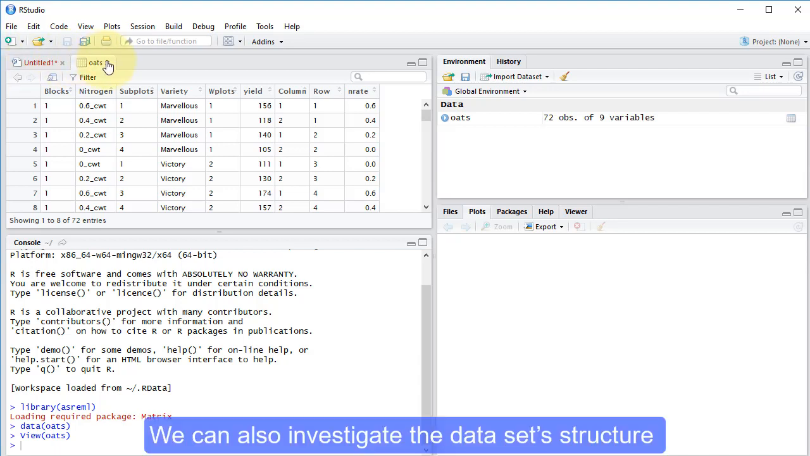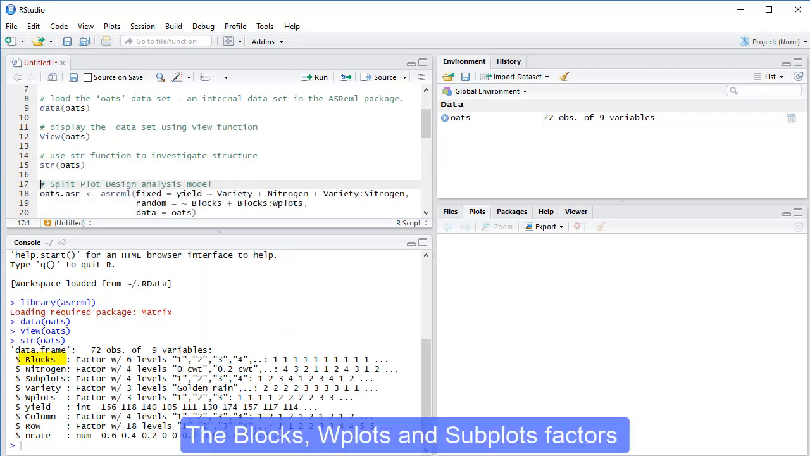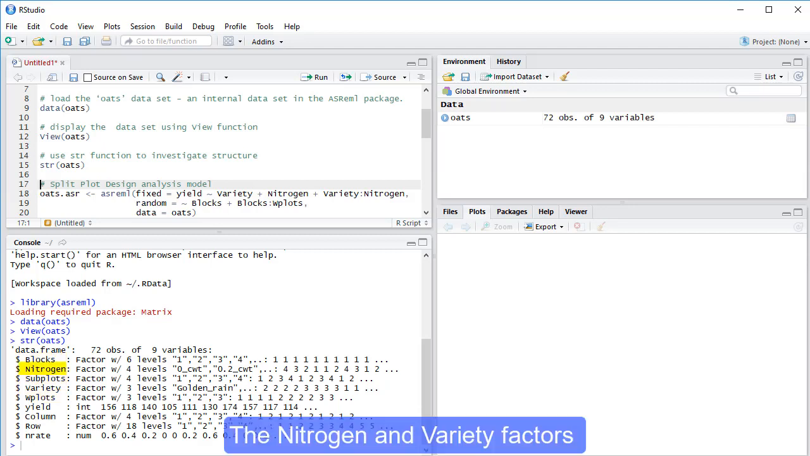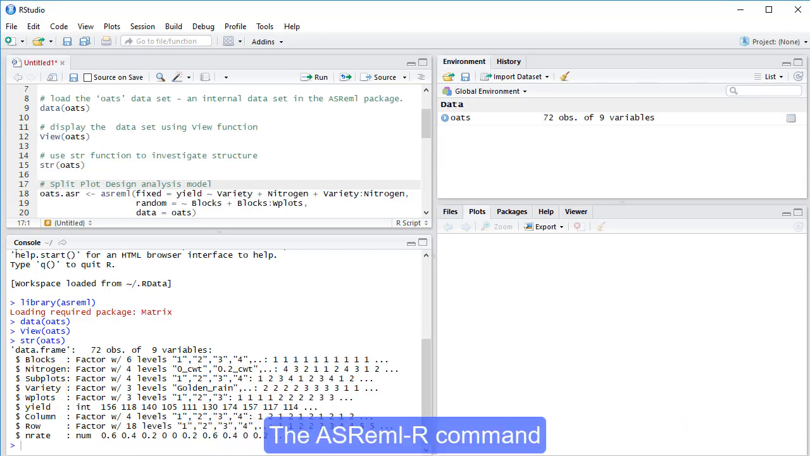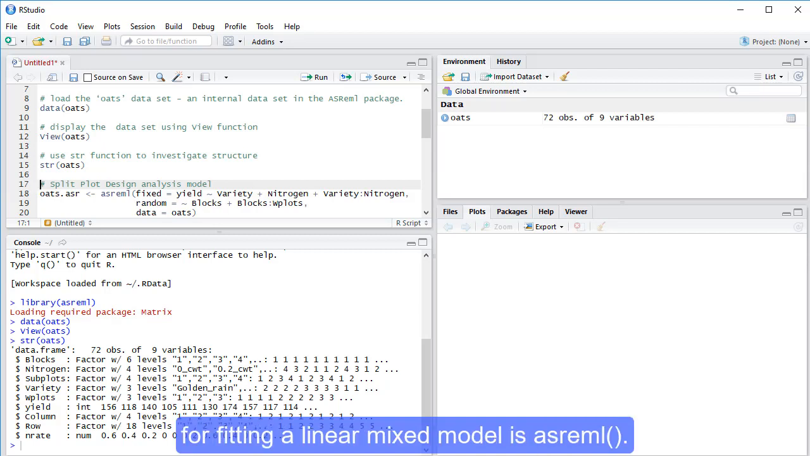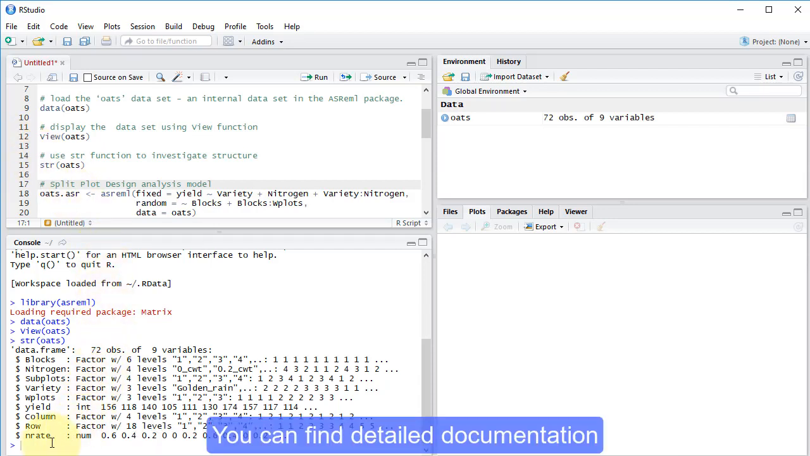We can also investigate the dataset structure using the str function. The blocks, wplots and subplots factors describe the split plot stratification or experiment design. The nitrogen and variety factors describe the treatments, and yield is the response variate of the experiment. The ASReml-R command for fitting a linear mixed model is ASReml. The model itself is specified using the fixed, random and residual arguments of ASReml. You can find detailed documentation on the ASReml command in the help.